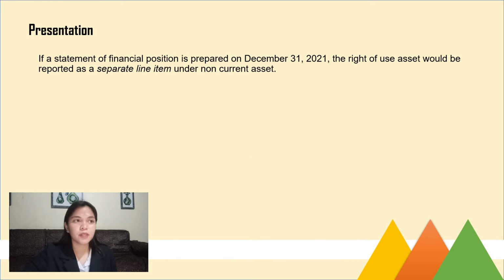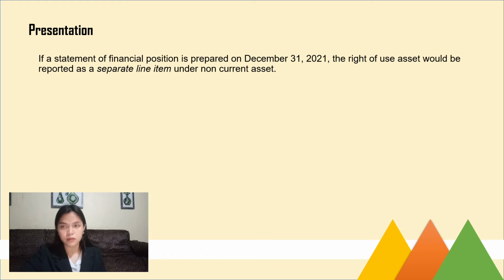Presentation. If a statement of financial position is prepared on December 31, 2021, the right-of-use asset would be reported as a separate line item under non-current asset. So, under siya ng non-current asset kasi a right-of-use asset represents lessee's authority to utilize a lease item, typically property or equipment, over the duration of an agreed upon lease term. So, in other words, the lessee is granted the right to obtain the economic benefit from the usage of an asset owned by another entity.